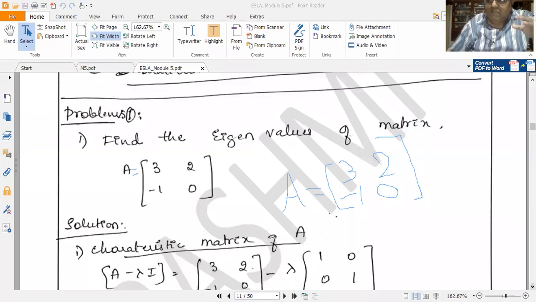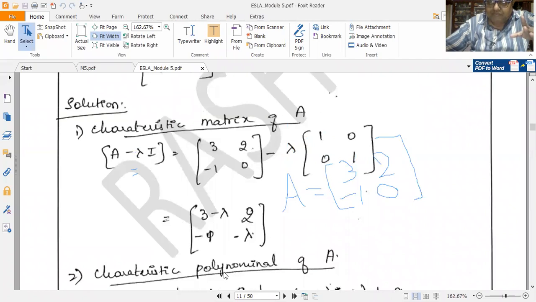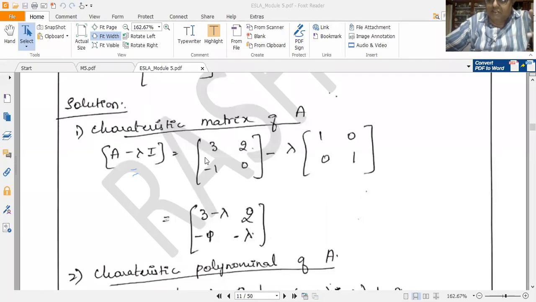It's very, very important. For calculating the eigenvalues of any n cross n matrix, the first condition is that the matrix should be a square matrix. First I should find the characteristic matrix, which is simply given by A minus lambda I. First find the characteristic matrix, then find the characteristic polynomial. Then equate the characteristic polynomial to 0, and that becomes the characteristic equation. If I find the roots of the characteristic equation, I get the eigenvalues.